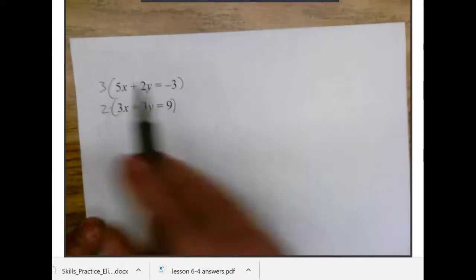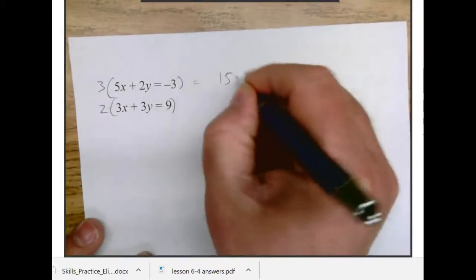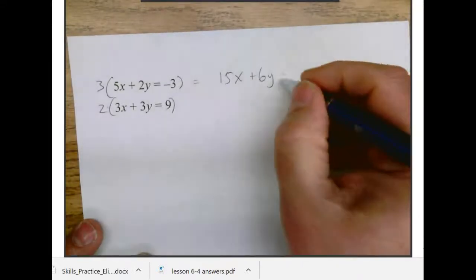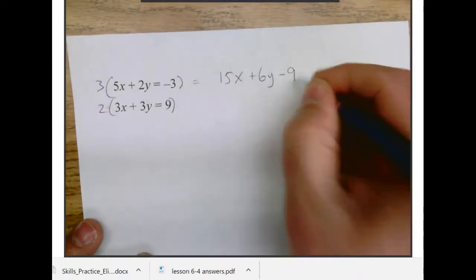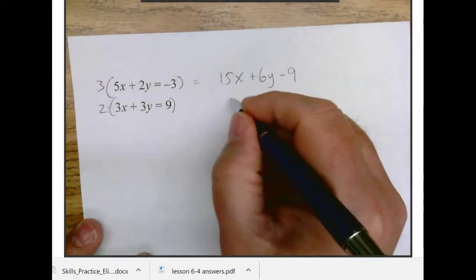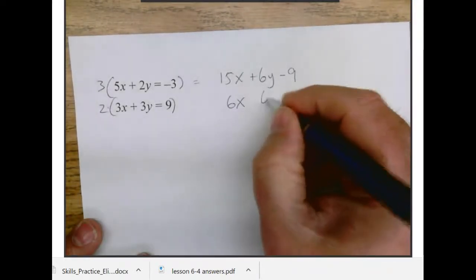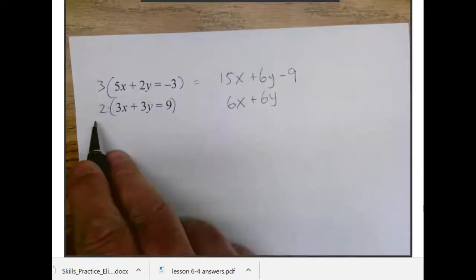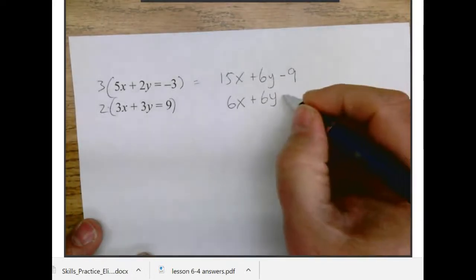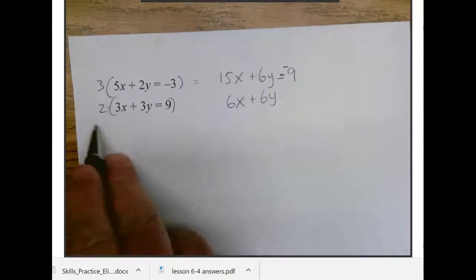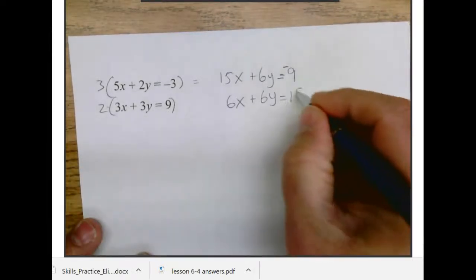So then we'll just multiply this through. This is going to be 15x, this is going to be plus 6y, and this is going to be negative 9. This is going to be 6x, this is going to be 6y plus, and then this is going to be equal to negative 9, and this is going to be 18.